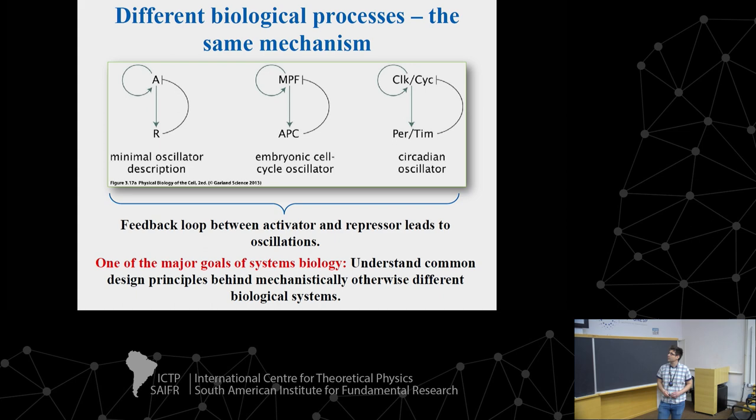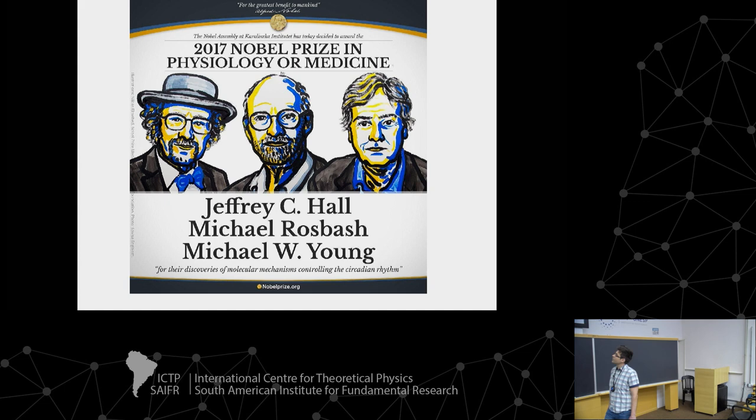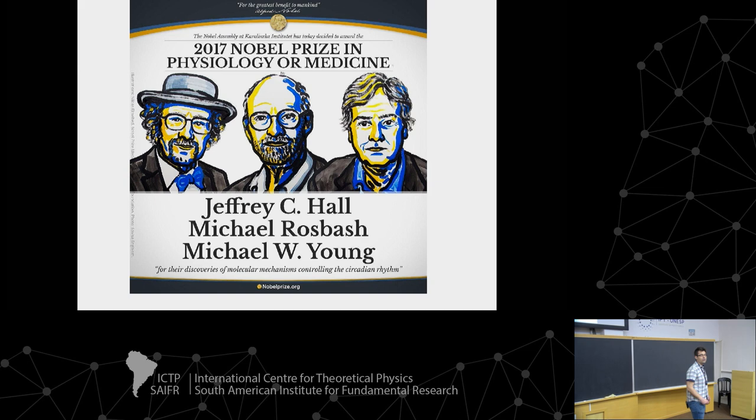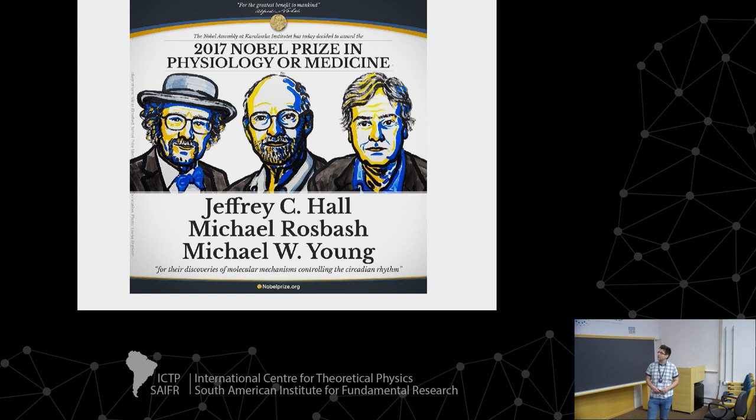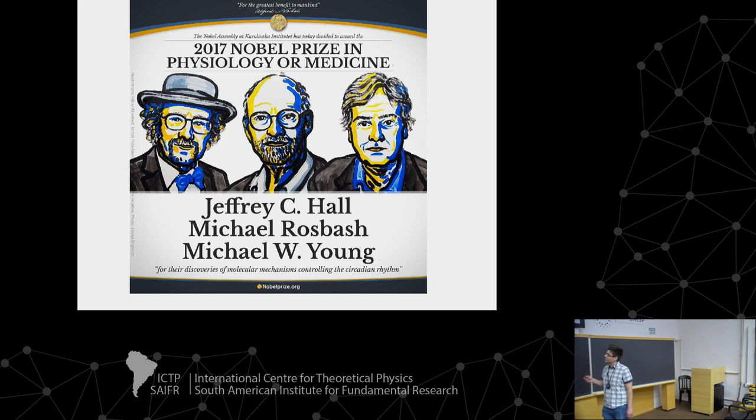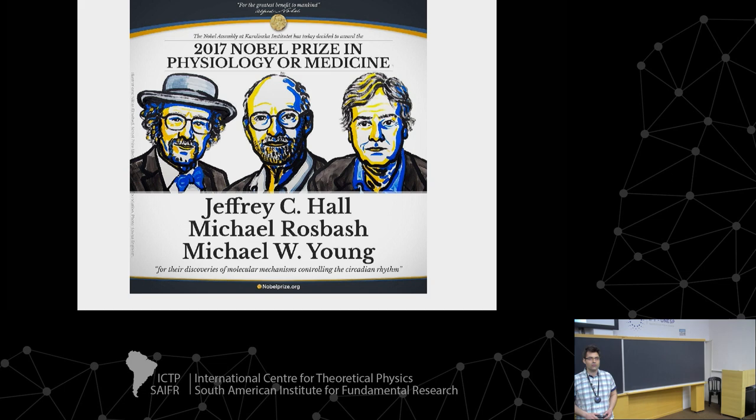And just to get a feeling of how important oscillators are, the Nobel Prize in 2017 for physiology and medicine was awarded to Hall, Rosbash, and Young, three scientists from Brandeis. This was for their work on understanding the molecular mechanisms behind circadian oscillators. And if you like controversy in science, you can Google a little bit about this Nobel Prize, because there was a fourth scientist, a United States scientist of Czech origin, Konopka. And many people think that he was also very much entitled to get the Nobel Prize. But again, you can read about that if you're interested and form your own opinions.